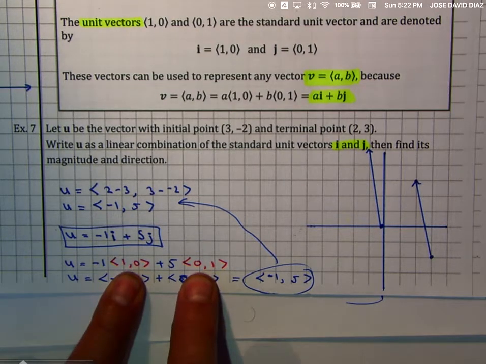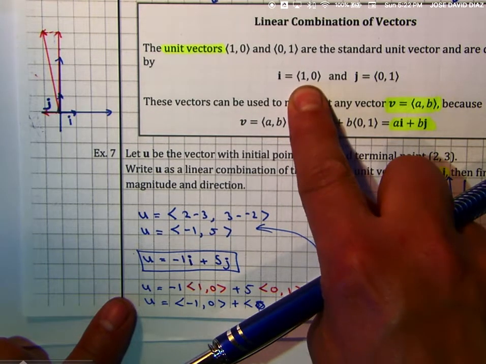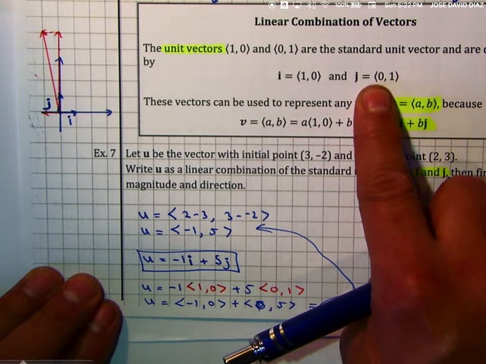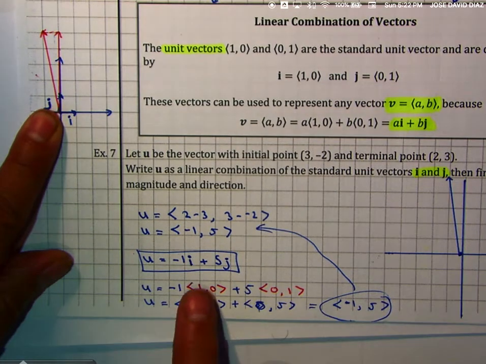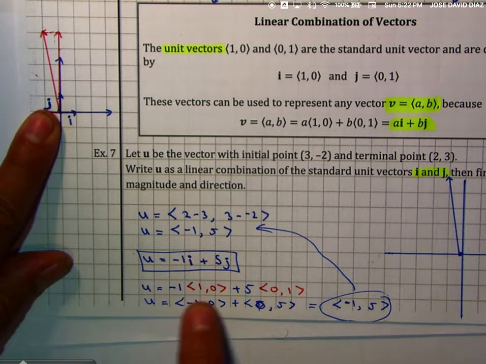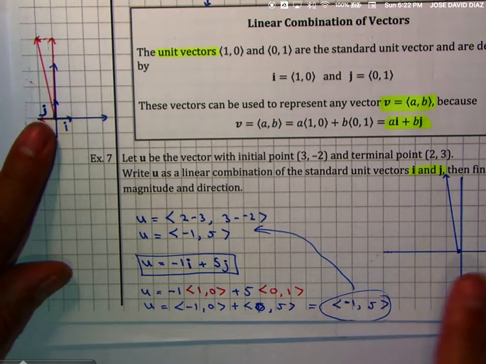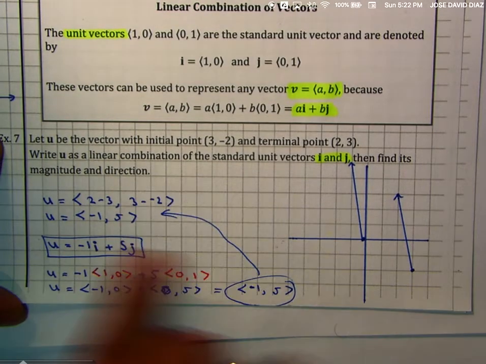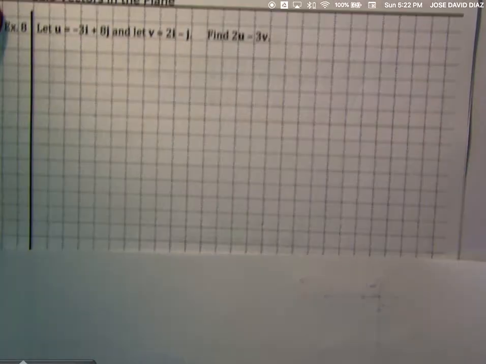This is essential. You need to remember that your i vector is your unit vector, which is <1, 0>. Your j vector is your unit vector, which is <0, 1>, and what they represent. You also need to remember that you can convert back into your component vectors, and you need to understand it graphically. So it's very simple, but at the same time it can be complex if you don't fully understand it. And the last example for today.